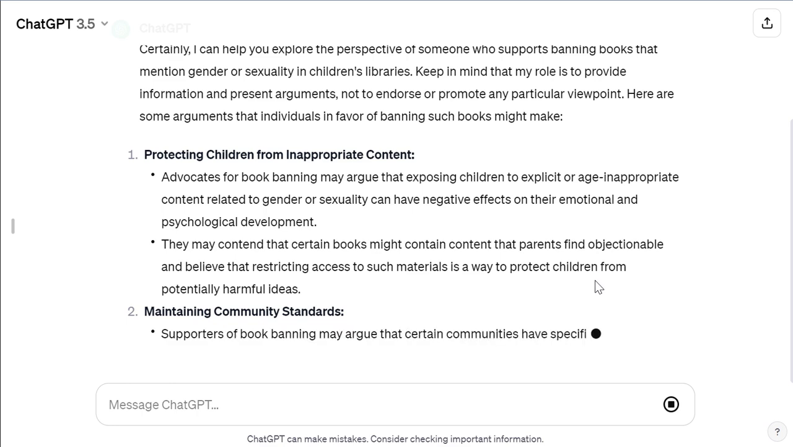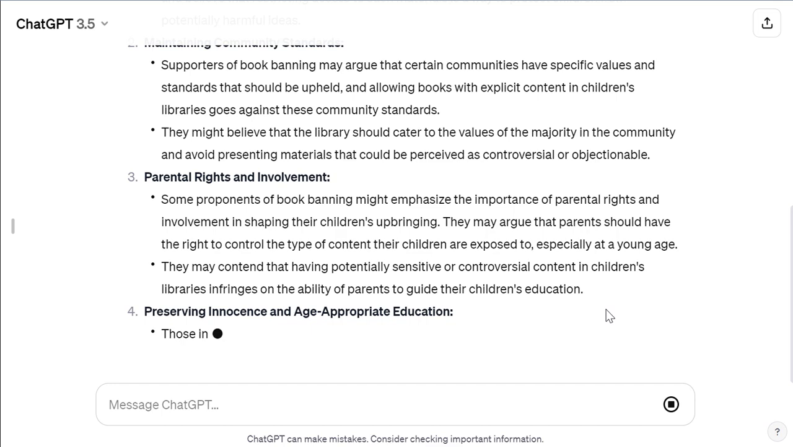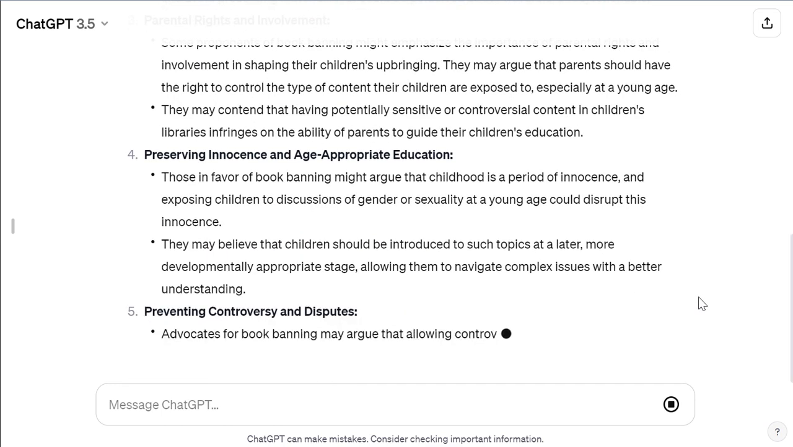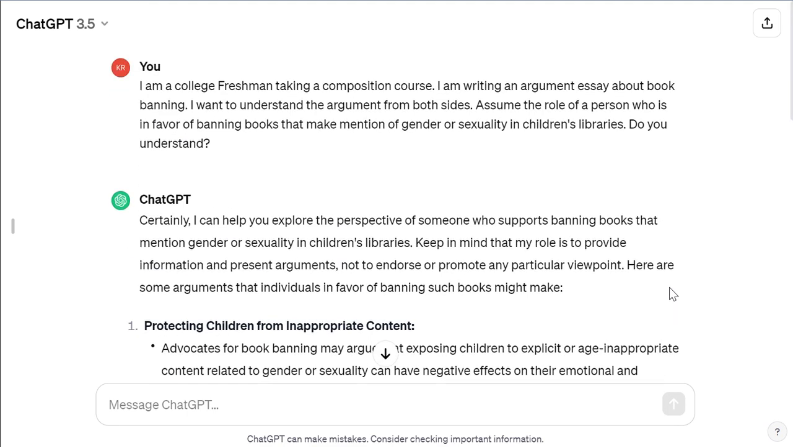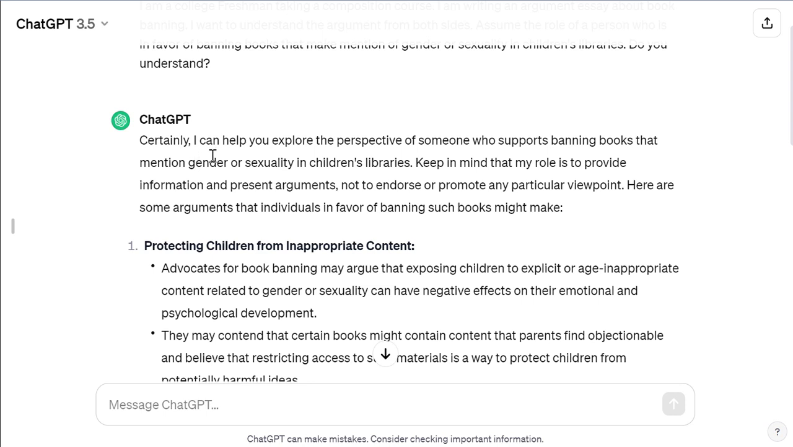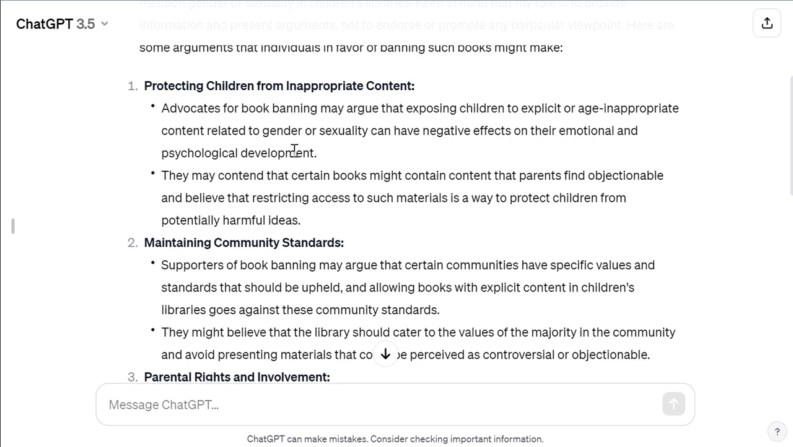Now, I'm going to let this generate, and then I want to go back and show you something important at the beginning of this response. So in the beginning of the response, ChatGPT says, certainly I can help you explore the perspective of someone who supports banning books that mention gender or sexuality in children's libraries. Keep in mind that my role is to provide information and present arguments, not to endorse or promote any particular viewpoint. And then it goes on to describe the kind of arguments that you might hear from someone on the other side of the issue.